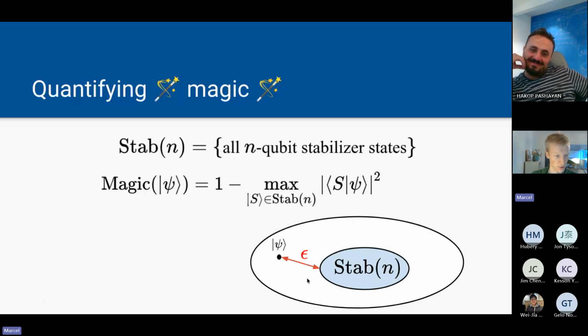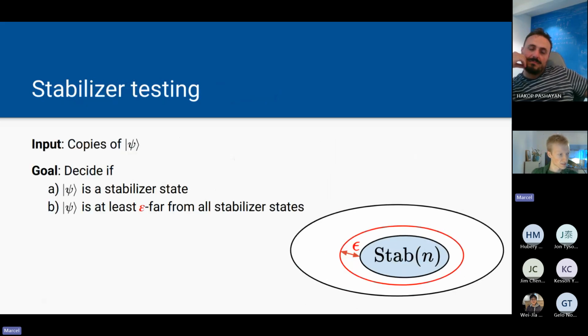It's actually just a point set where every point is quite separated in state space, but that's much harder to draw. So I decided to make this caricature this way. Okay, so with this in place, I can already define what stabilizer testing is. It's a very simple task.